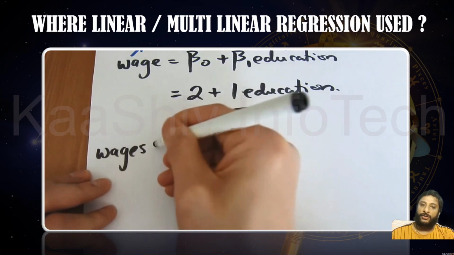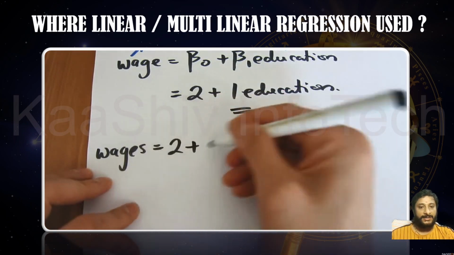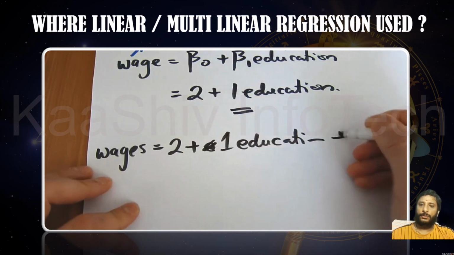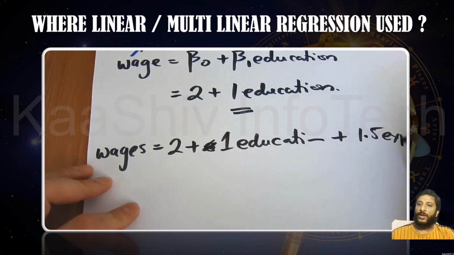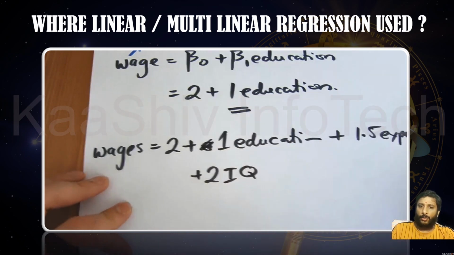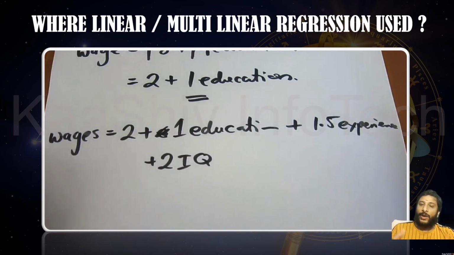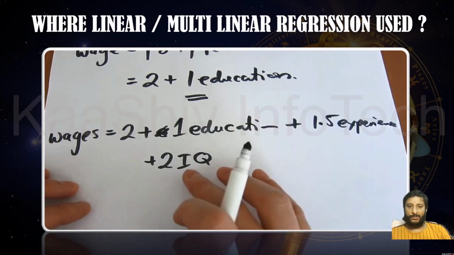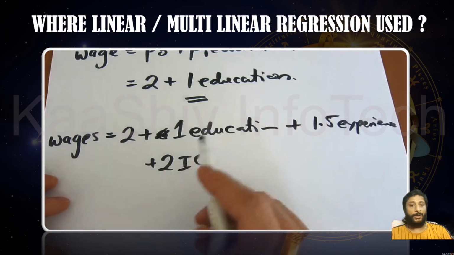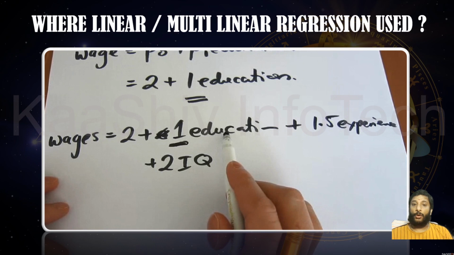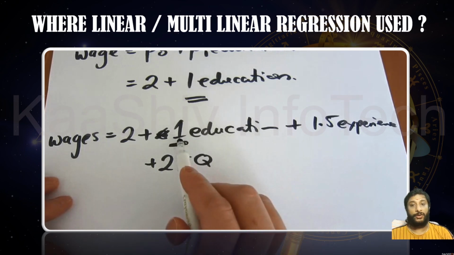Now I'm trying to identify the wage equal to the basic salary, say 2, plus 1 into education, plus 1.5 into experience, since this person has already worked somewhere, plus 2 into IQ. I'm giving weightage. I want to give a salary based on your IQ, your brilliance, your experience, and your education. So these three factors will define that person's wage. This is called multilinear regression.